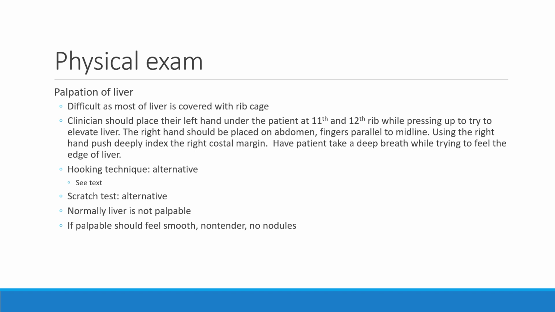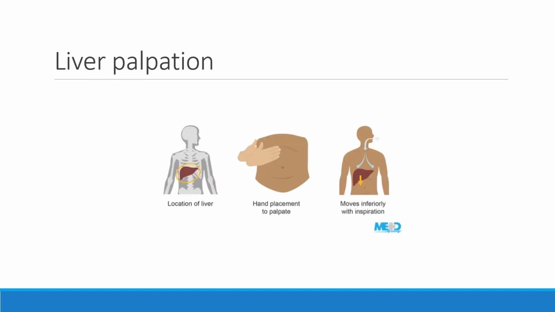Hooking technique is an alternative technique, and your textbook does talk about that, as well as the scratch test. Normally, the liver is not palpable. However, in thin people or children, you can feel it. If it is palpable, it should feel smooth, non-tender, and not have any nodules. And this is just a brief slide showing hand placement to palpate. And when your patient takes that inspiration, it pushes that liver down, so you may feel that edge.